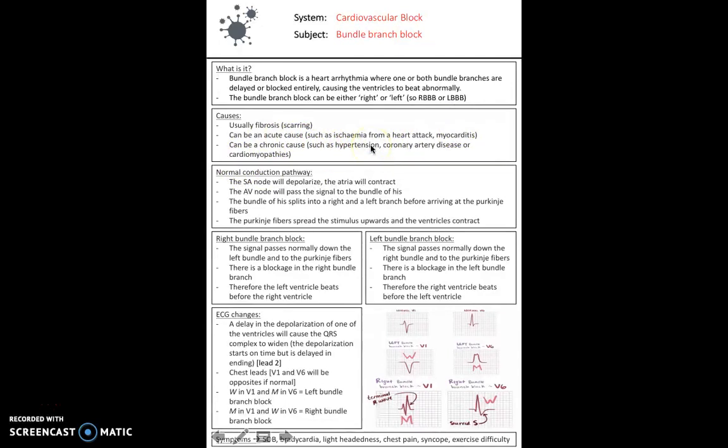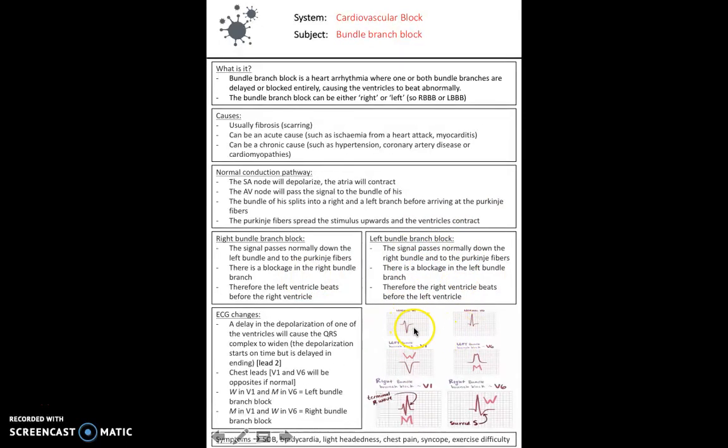If you have a right bundle branch block, the signal passes normally down the left-hand side to the Purkinje fibres, but there's a blockage on the right-hand side, which means the signal is delayed getting to the Purkinje fibres, and therefore the left ventricle contracts before the right ventricle. The opposite happens with a left bundle branch block, and there are clear ECG changes to show this.